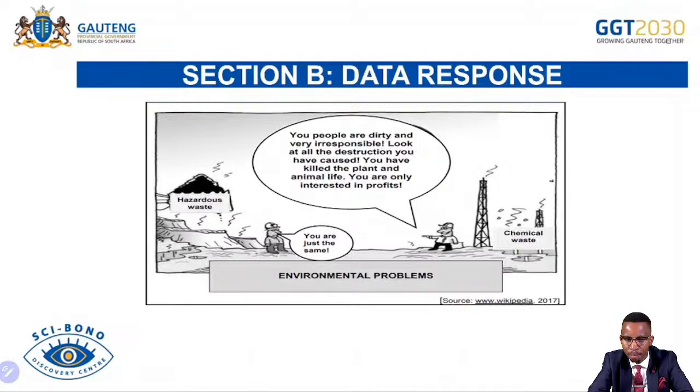Then we see here we have chemical waste, whereby chemicals are exposed into the environment or running water, resulting in the loss of species. And then also we have hazardous waste, whereby some bottles and materials are wasted into running water or land that will take time to decompose. That will always undermine, or degrade, the environment. We are just the same. There you see environmental problems. The source is Wikipedia.